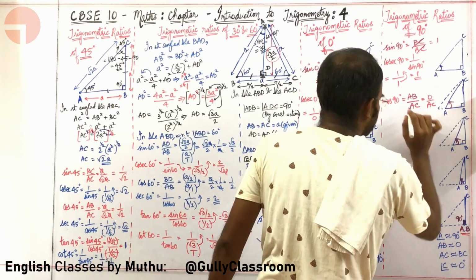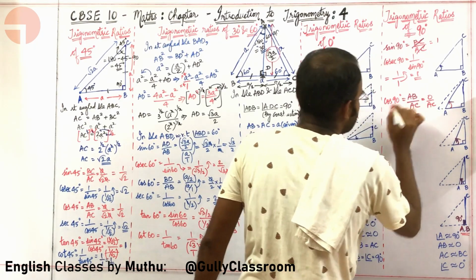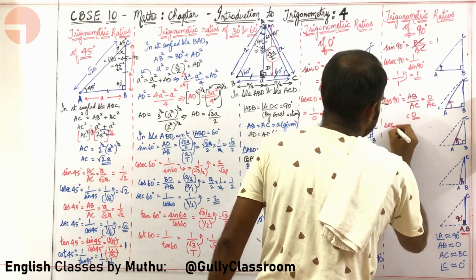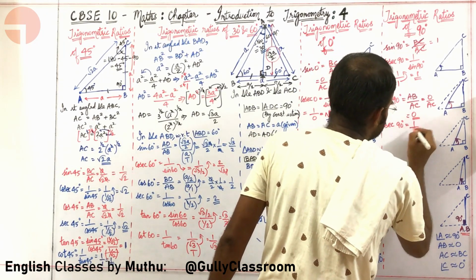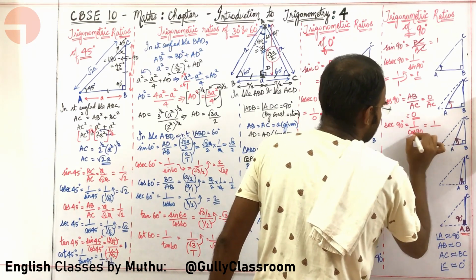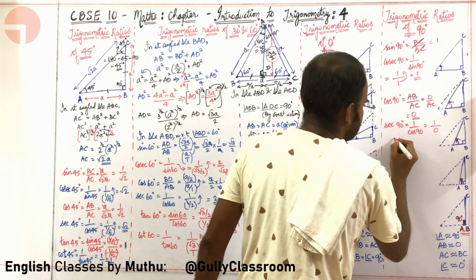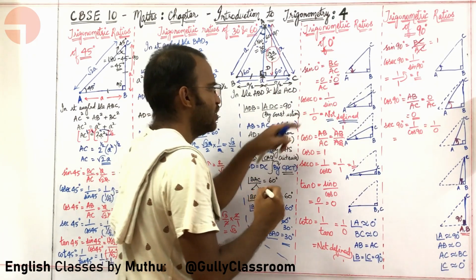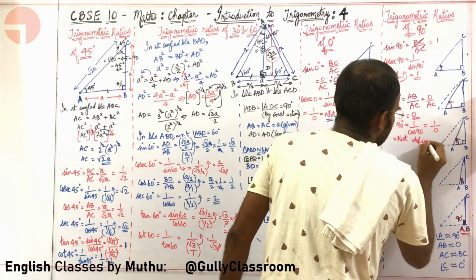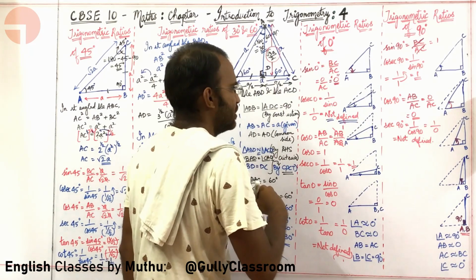0 by AC. 0 divided by anything is once more 0. That is, cos 90 is 0. What is the reciprocal of cos 90? Reciprocal of cos 90 is secant 90. So 1 divided by the value of cos 90 is 1 by 0. Just now we saw what is the value of 1 by 0. 1 by 0 is simply not defined.